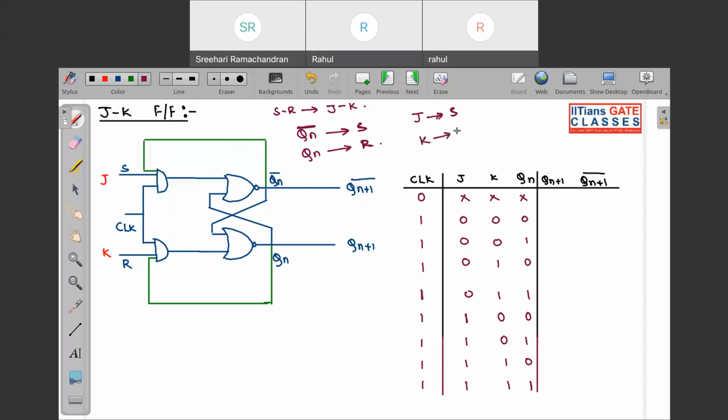K corresponds to R. I am very sorry that I cannot go in depth on why all this is happening, because it will take a lot of time and we don't have that much time. But still, if you remember this much, everything will be very easy. So when clock is 0, what will happen? Anything you want to ask, Srihari?